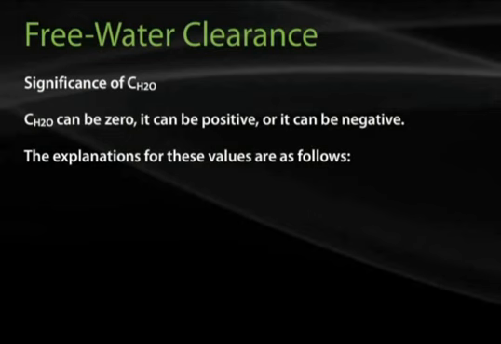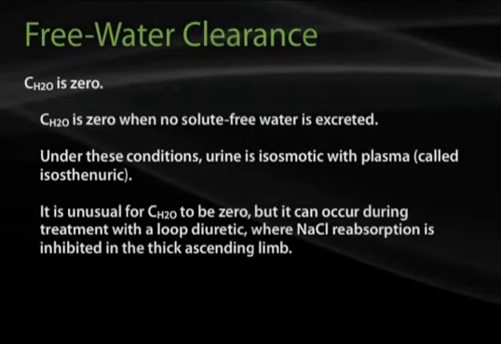Free water clearance can be 0, it can be positive, or it can be negative. The explanations for these values are as follows. Free water clearance is 0 when no solute-free water is excreted. Under these conditions, urine is isoosmotic with plasma, also referred to as isosthenuric. It is unusual for free water clearance to be 0, but it can occur during treatment with a loop diuretic, where sodium chloride reabsorption is inhibited in the thick ascending limb.